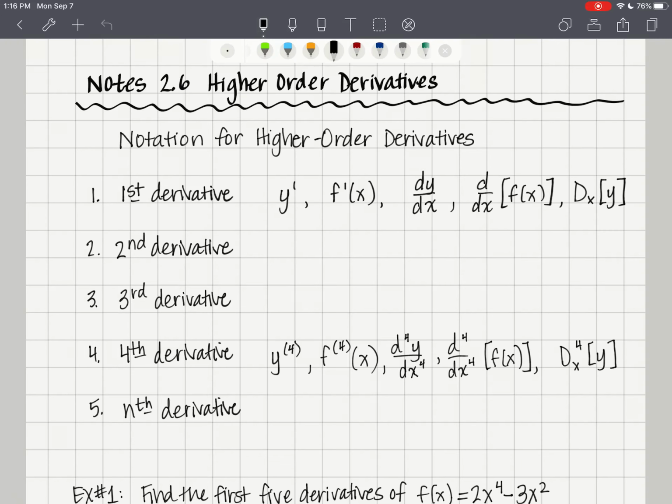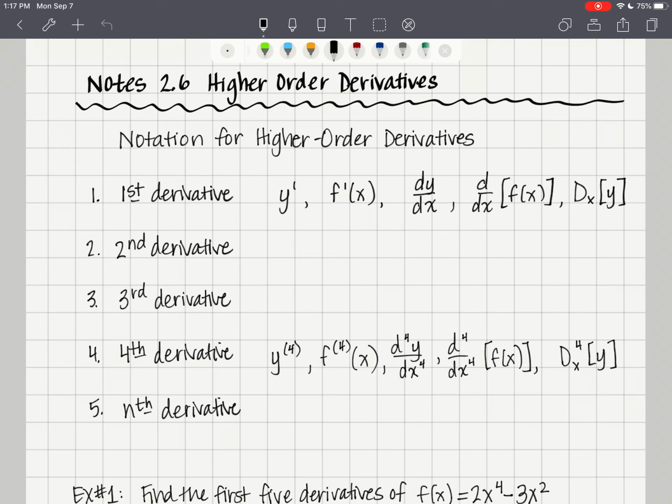So in the beginning of this chapter, you heard me say quite a few times, the first derivative, the first derivative. And then I'd say, well, that's all you know is the first derivative. Well, there's higher order derivatives. And the notation for the higher order derivatives, let's look at our first derivative first.